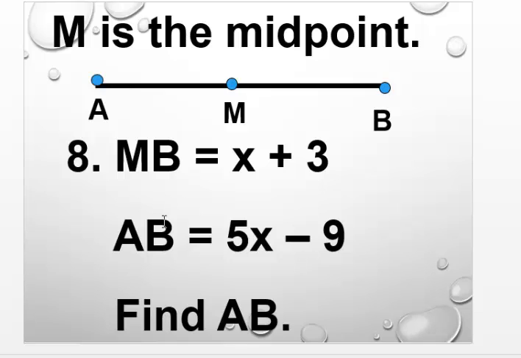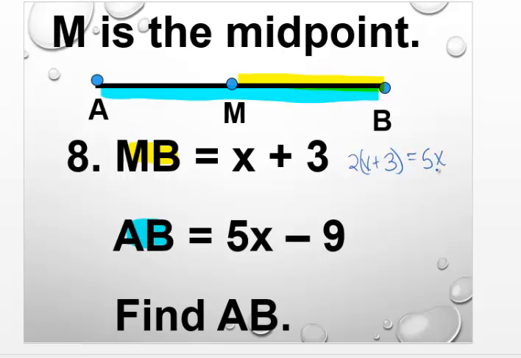In this example, I'm not given the two smaller parts. I'm given MB, which is right here, and I'm given AB, which is the entire length. Now, those are definitely not equal to each other. But if I take two of the yellow ones, I can set it equal to the whole length. Because it takes two of those, since that's the middle, to make the whole length.